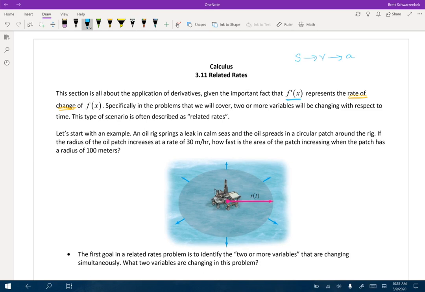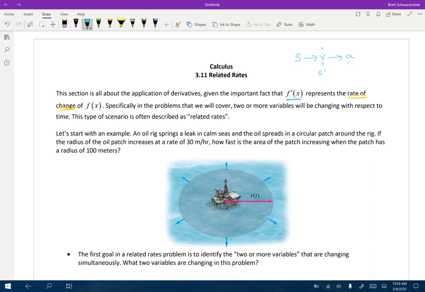So basically, this is s prime. If you take the derivative of position, you get velocity. So we would say that the velocity is the rate of change of position. That should make sense to you. As you're changing positions, the rate at which you're doing so is the velocity at which you're traveling.